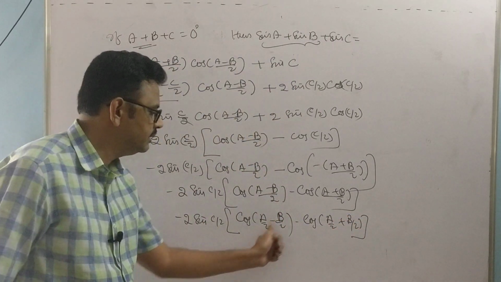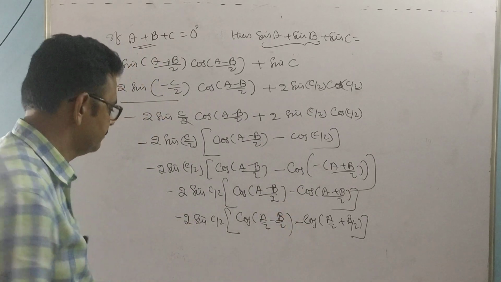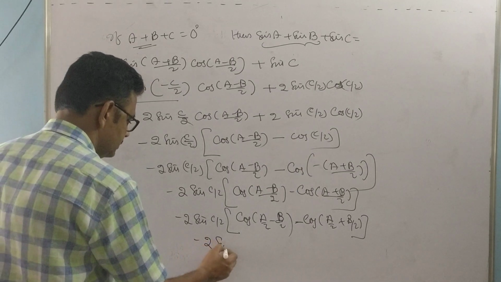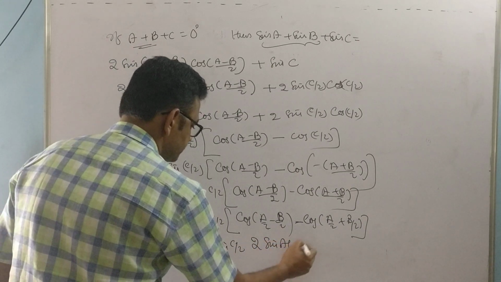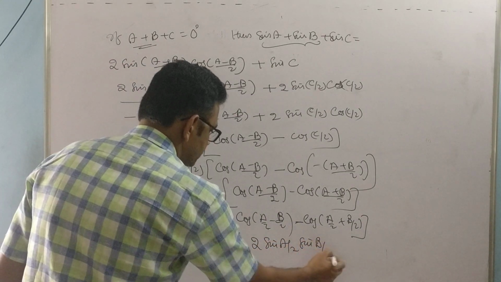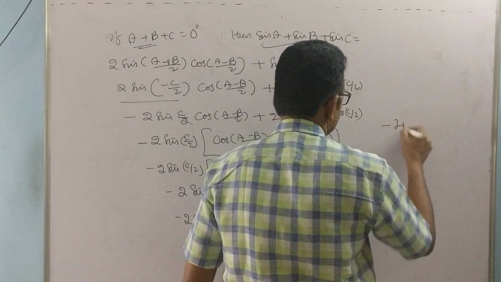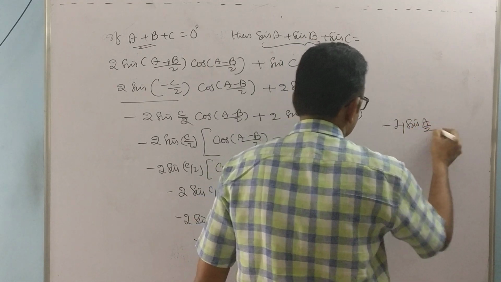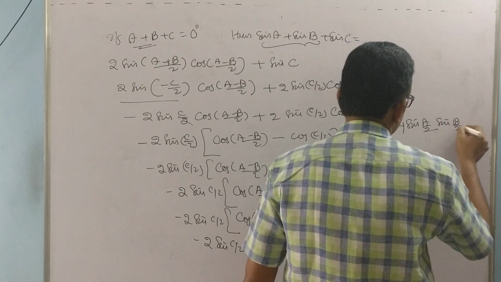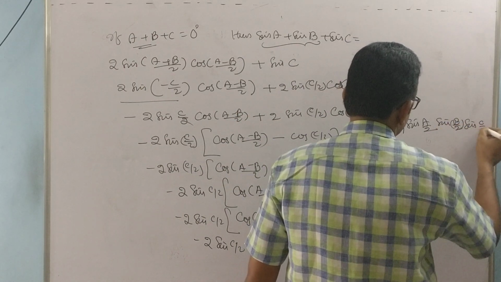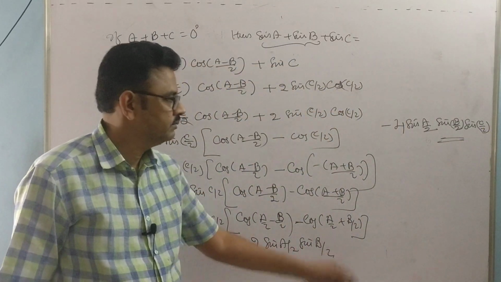Cos of (a minus b) minus cos of (a plus b) equals 2 sin a sin b. So that is minus 2 sin c by 2 into 2 sin a by 2 into sin b by 2. Therefore 2 twos are 4. The answer is minus 4 sin a by 2 sin b by 2 sin c by 2. So this is the answer. Okay, write down. Thank you.